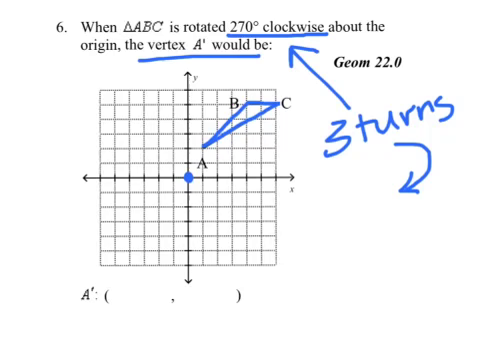So I'm going to turn my iPad 3 times, and I'm going to put where the new point would be and write the coordinates. See if you can get the right answer. When you turn your paper, it should end up right here at -2, +1.